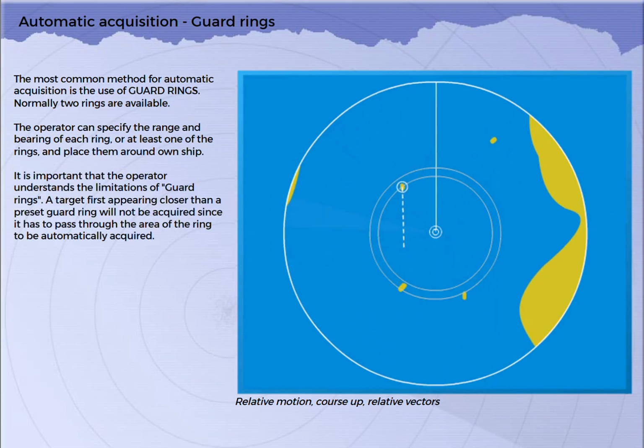It is important that the operator understands the limitations of guard rings. A target first appearing closer than a preset guard ring will not be acquired, since it has to pass through the area of the ring to be automatically acquired.